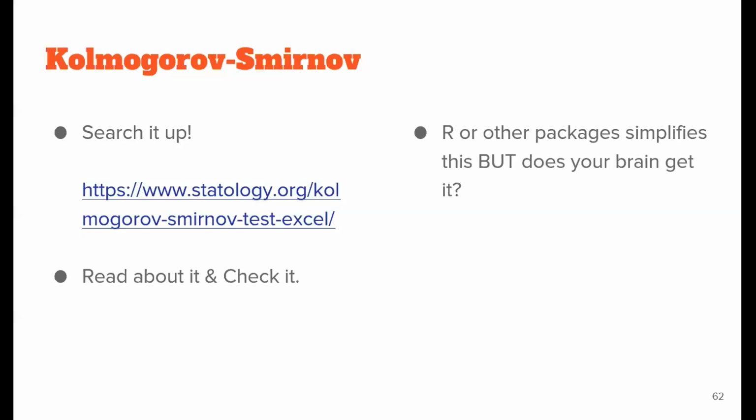I also want to mention that R or other packages do simplify this, but does your brain actually get it? I could easily plug something into R and it makes the calculation really easy, but I think I'm missing out, at least the first couple times I'm doing it. Do I actually understand what's being done? It does it quite simply. It's almost too easy, right? And it is critical that we understand the limitations and the specific conclusions that we're actually drawing, so that we don't misattribute some conclusion that the test is not actually suggesting.